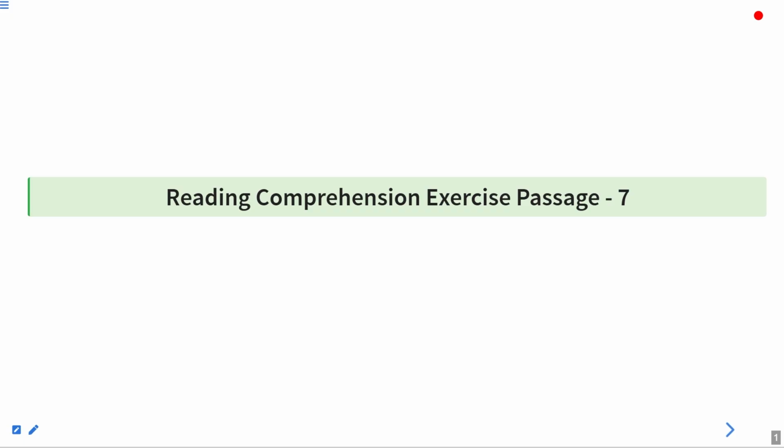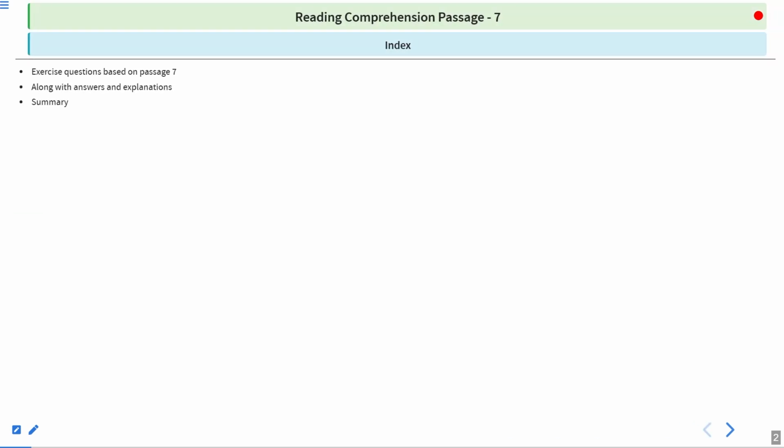Hello everyone, in today's session we are going to discuss reading comprehension. This is exercise passage 7. Let's begin. First of all, index. Exercise questions based on passage 7 along with answers and explanations and summary as well.